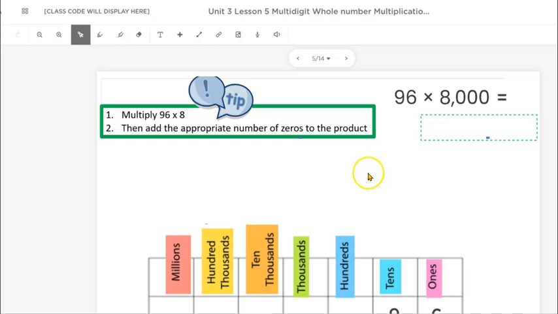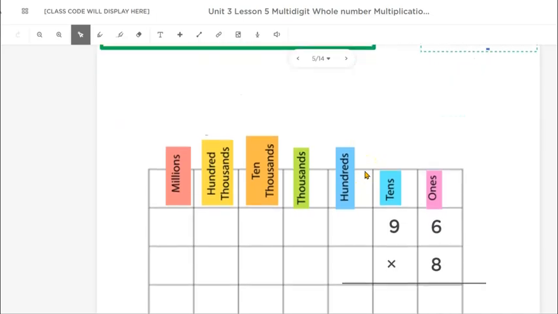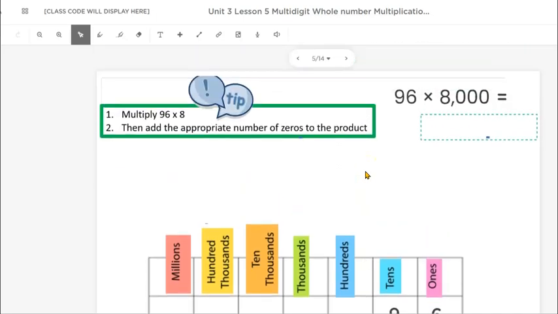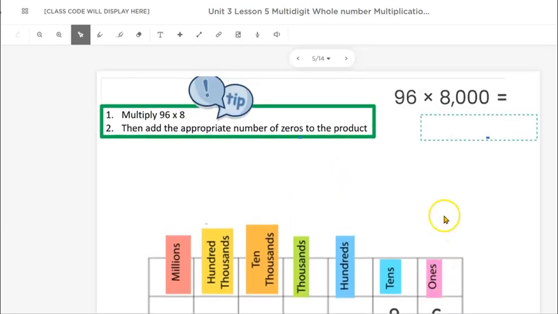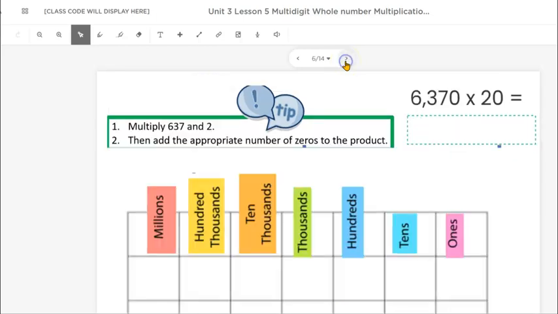And you're going to do the same thing with slide 5. Okay? 96 times 8,000. So just do a shortcut. 96 times 8, I already wrote it down below. Solve by multiplying. And then add those zeros back on for your final answer.